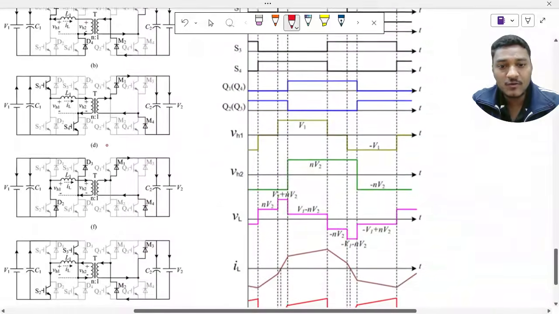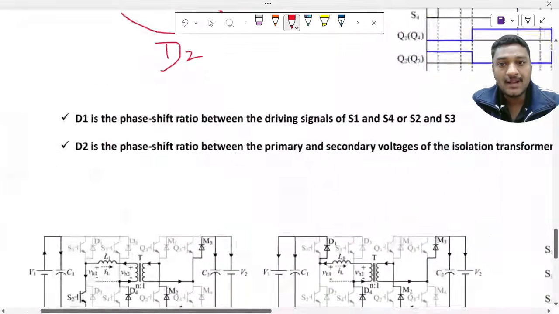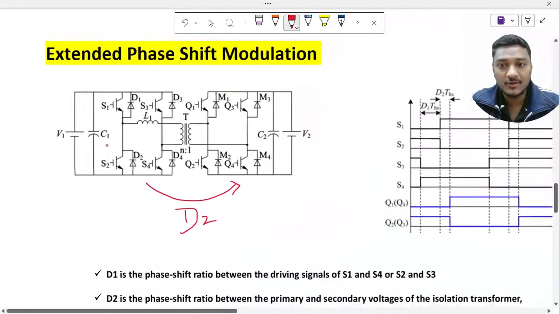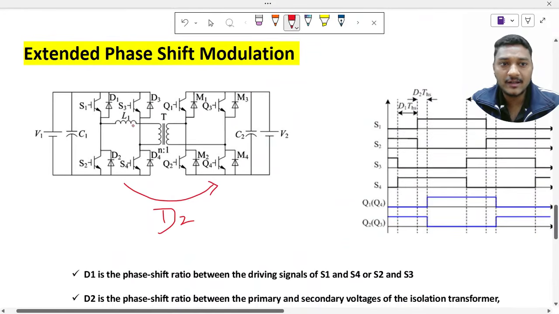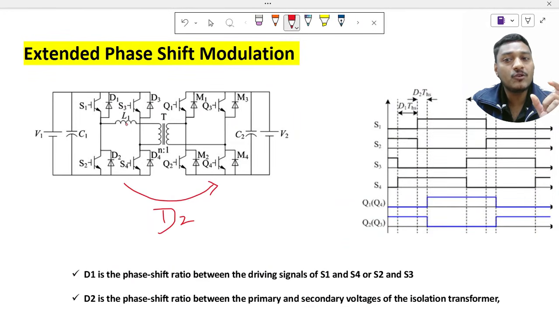So let us try to observe the waveform. Initially, just try to concentrate here. What I told you is that if I am able to make the voltage VH1 equal to 0 during that particular duration, then the voltage and current multiplication that results in the input power, I can make 0. Now when S1 and S4 are turned on, what is my VH1?